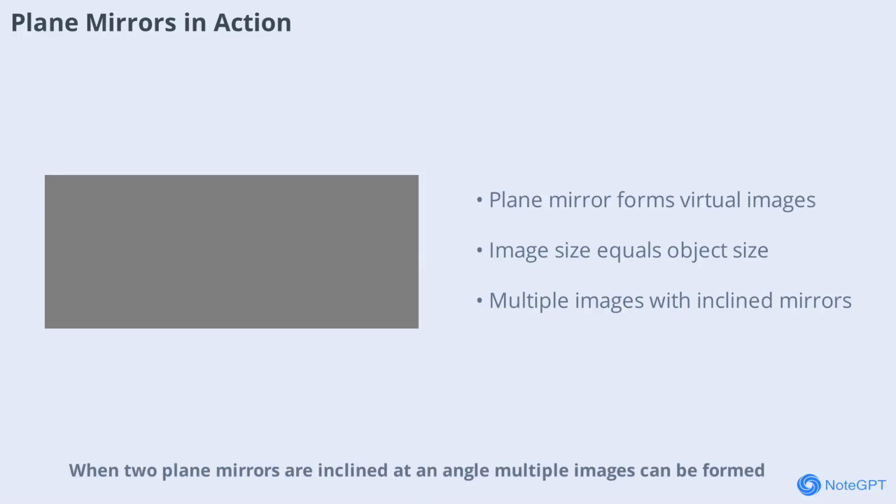When two plane mirrors are inclined at an angle, multiple images can be formed, and the number depends on the angle between them. If the mirrors are parallel, an infinite number of images appear. Another interesting property is that if a plane mirror is rotated by a certain angle, the reflected ray turns through twice that angle. Also, if you move towards a mirror, your image moves towards you at the same speed, but the relative speed between you and your image is doubled. These principles are not just theoretical, they have practical applications in daily life and technology.